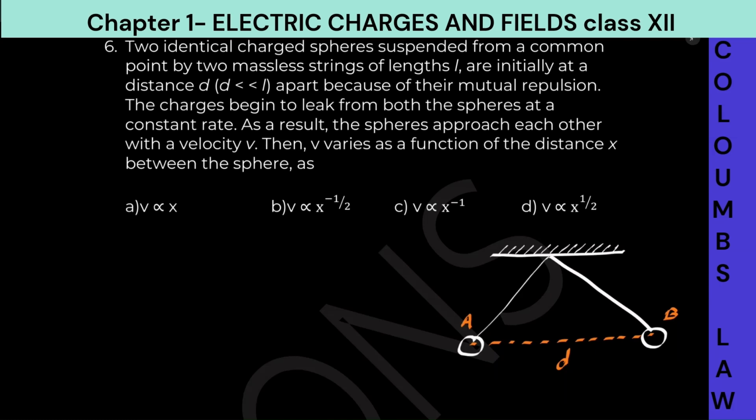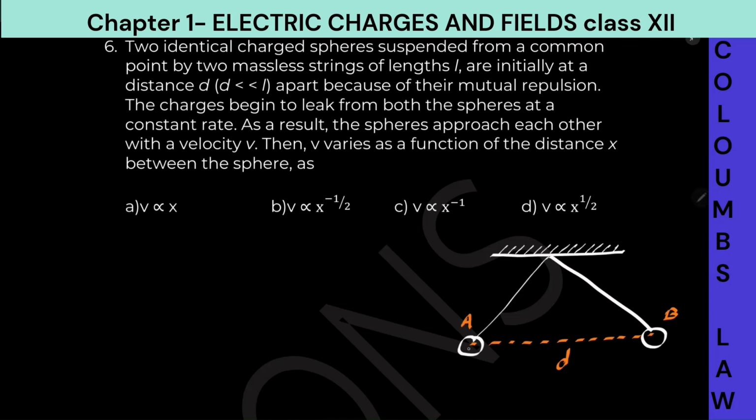Now the question is asking, as a result the spheres approach each other with velocity v. Obvious it is, they will move. Where there is a motion, where there is a change in distance or displacement, there will be velocity, right? Then v varies as a function of the distance x between the spheres as. So we have to find the relation between them. Let me repeat the whole question so that you can understand it better.